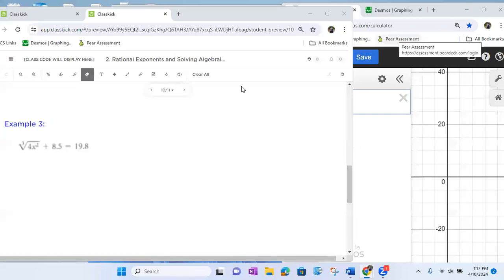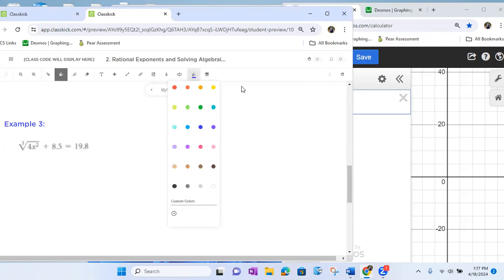All right, let's go ahead and solve some equations with rational exponents and roots in them. So look at this first problem here. It says example 3, the cube root of 4x squared plus 8.5 equals 19.8. The first thing we're going to do is get rid of that positive 8.5. We're going to subtract it using the opposite.